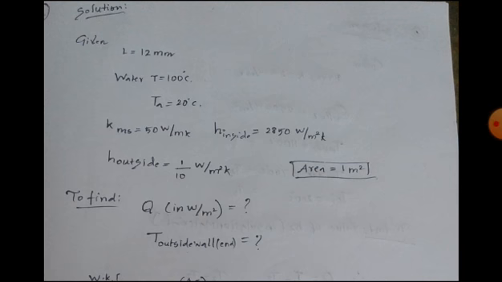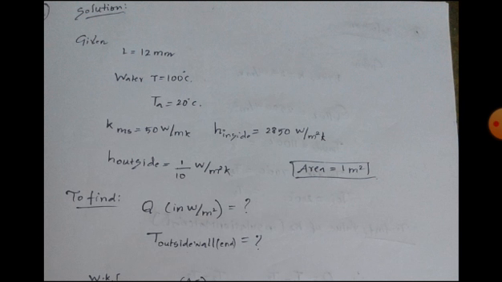First of all, the given data from the question. The thickness is 12 mm, water's inside temperature is 100 degrees Celsius and atmospheric temperature is 20 degrees Celsius. Here the thermal conductivity of mild steel is 50 watt per meter Kelvin and the heat transfer coefficient inside is 2850 watt per meter square Kelvin, and for outside the heat transfer coefficient is, it's not 1 by 10, it's actually wrong. It is 10 watt per meter square Kelvin. Okay, you change it. Here we have to find the heat loss per meter square.